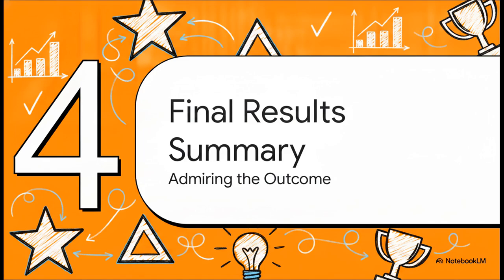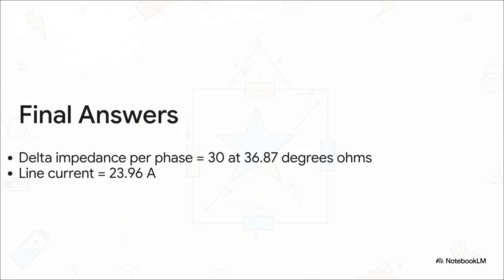Let's bring it all home. Here they are, the 2 final answers we just successfully unlocked by sticking to our procedural, step-by-step approach. First up, we found the equivalent delta impedance per phase to be 30 ohms at an angle of 36.87 degrees. Second, we determined the line current to be exactly 23.96 amperes, which, as the original source points out, comfortably rounds up to about 24 amps.